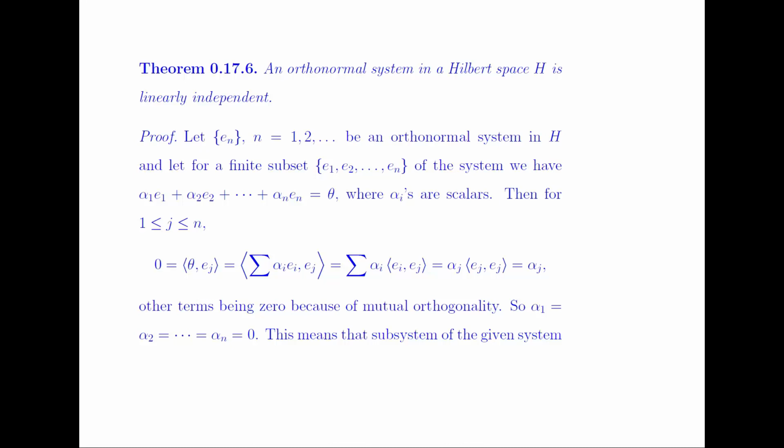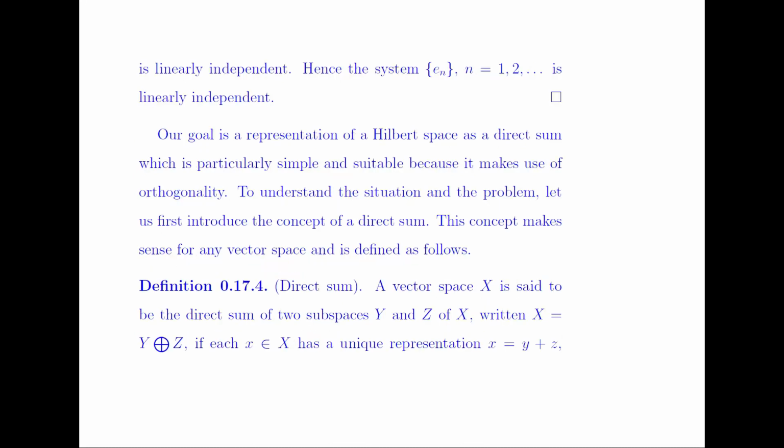This means that the given system of equations is linearly independent. Hence, the system En is linearly independent. So now our goal is a representation of a Hilbert space as a direct sum, which is particularly simple and suitable because it makes use of orthogonality.